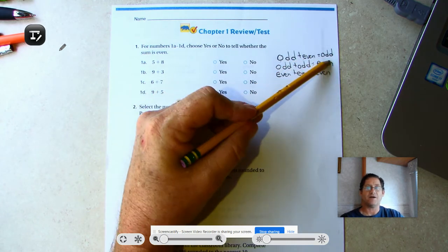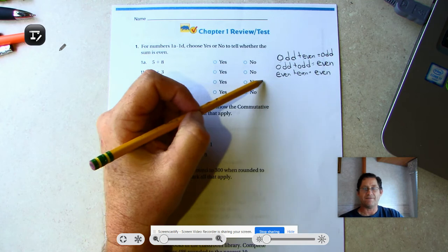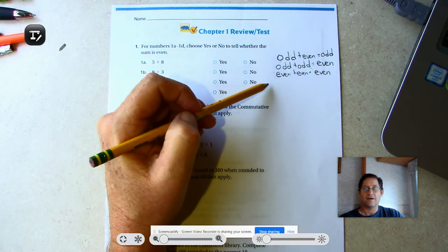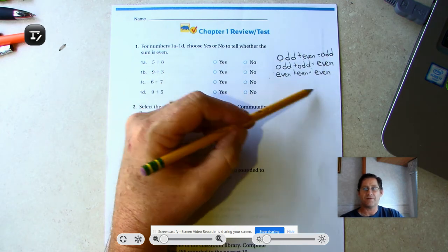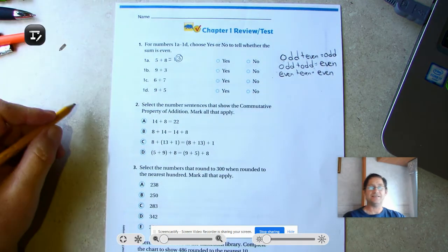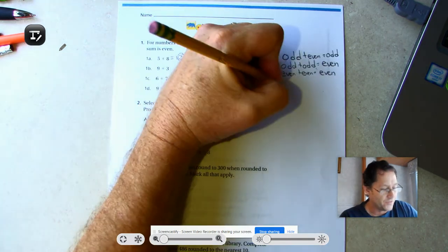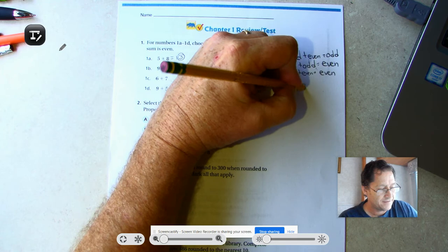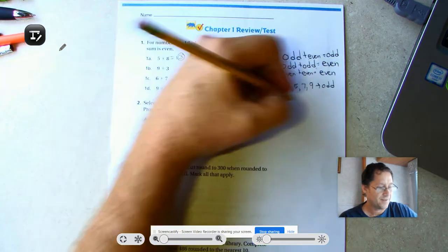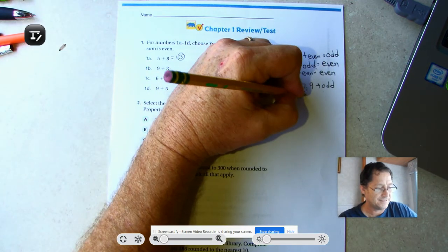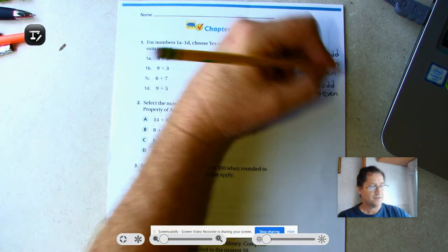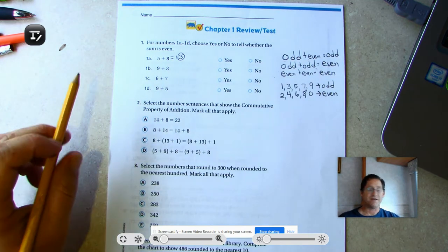When all else fails, if you can't remember that if I add an odd number and an even number, it's going to have to give me an odd sum, or that if I add an odd number plus another odd number, it has to give me an even sum, and when I add two even numbers together, it will give me an even sum, you can always just add and then look at the last digit and tell. And we should know that 1, 3, 5, 7, 9 are odd digits, and 2, 4, 6, 8, 0 are even. Numbers that end in those digits are even.